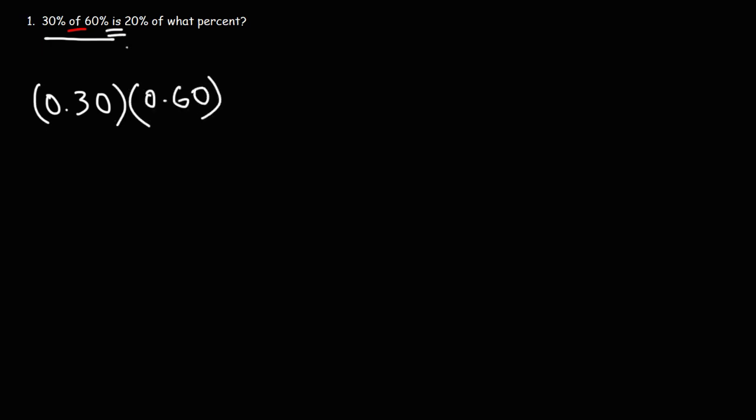And then we have the word is, which we can replace with equal. So is 20%. 20 divided by 100 is 0.20. Is 20% of what percent? That missing percent is what we need to find. So that's going to be the unknown, which let's call x, because we want to find the value of that missing variable. So this is the equation: 0.30 times 0.60 is equal to 0.20 times x.